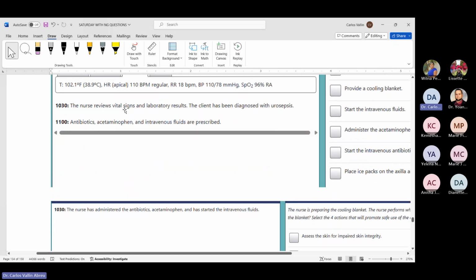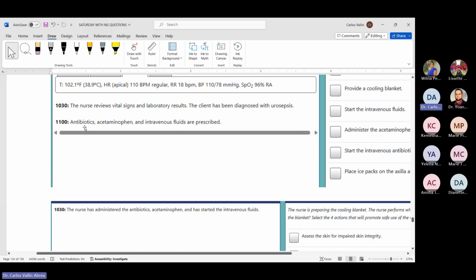The nurse reviews vital signs and lab results. The client has been diagnosed with urosepsis. It is interesting that this term is used frequently in medical jargon because one of the most common origins of sepsis is urinary tract infection. So it is called urosepsis.